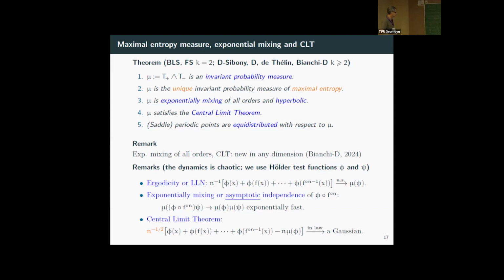Okay, so the last statement is the central limit theorem. If you take this sum, phi x, phi fx, up to phi of f^(n-1) x, you remove the expectation, and you normalize by a good factor. The good factor here is 1 over square root of n. Then it converges in law, so weakly, to a Gaussian. So this is similar to the central limit theorem in probability theory. The measure mu satisfies this condition.